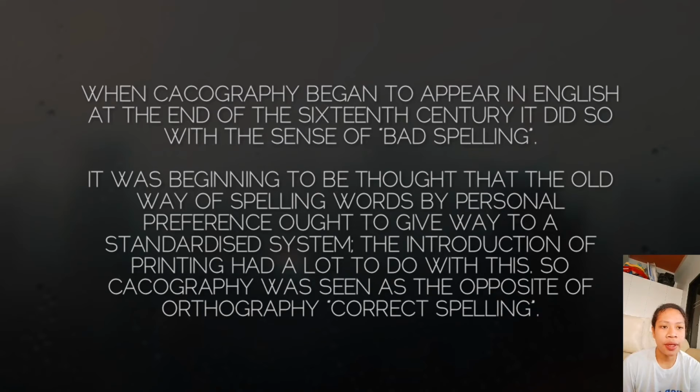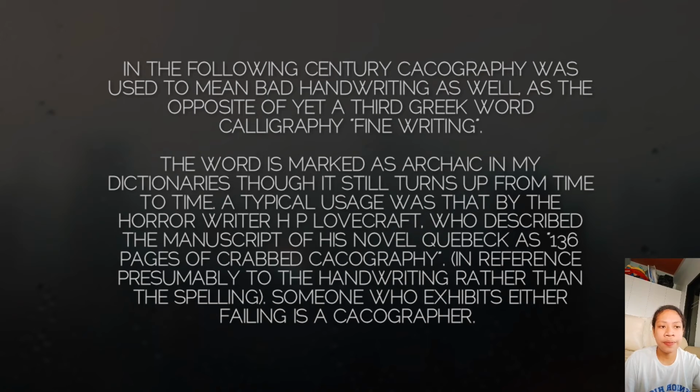When cagography began to appear in English at the end of the 16th century, it did so with the sense of bad spelling. It was beginning to be thought that the old way of spelling by personal preference ought to give way to a standardized system. The introduction of printing had a lot to do with this. So cagography was seen as the opposite of orthography, which means correct spelling. In the following century, cagography was used to mean bad handwriting as well, as the opposite of yet a third Greek word, calligraphy, fine writing.